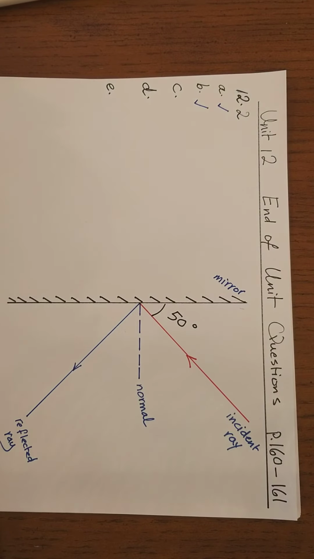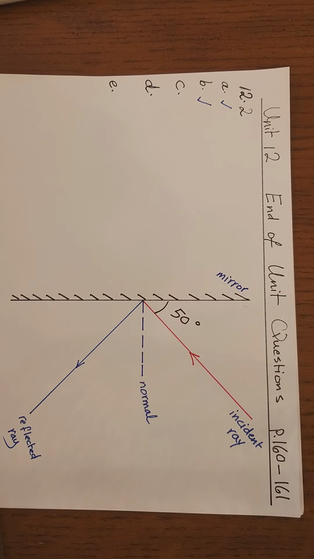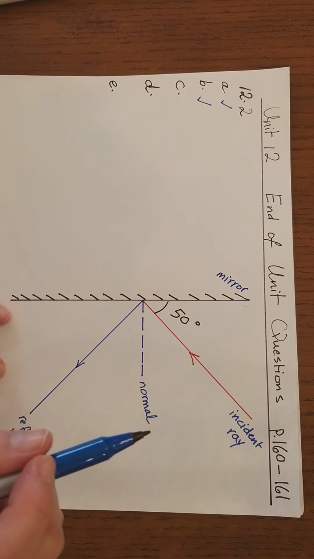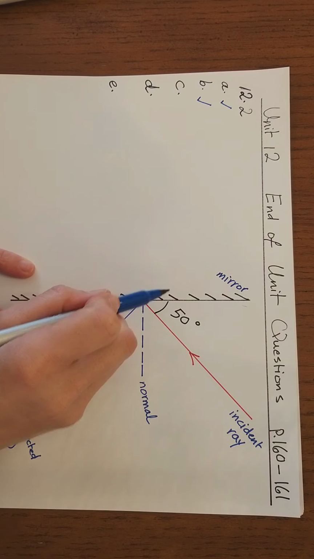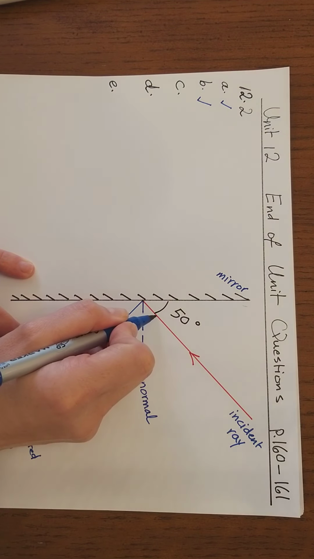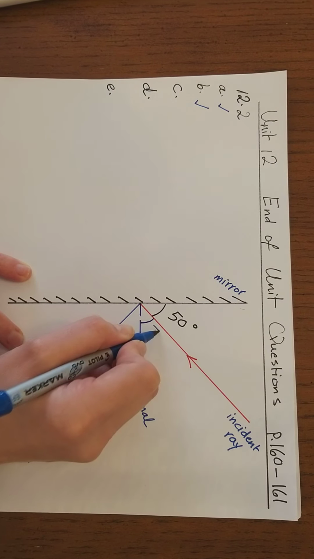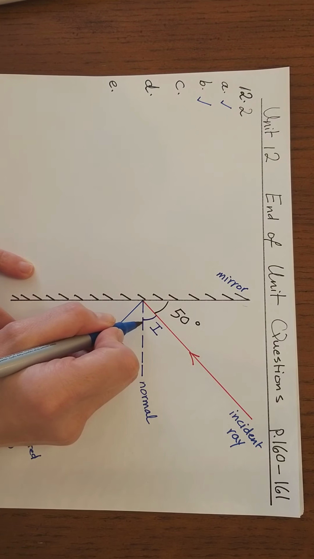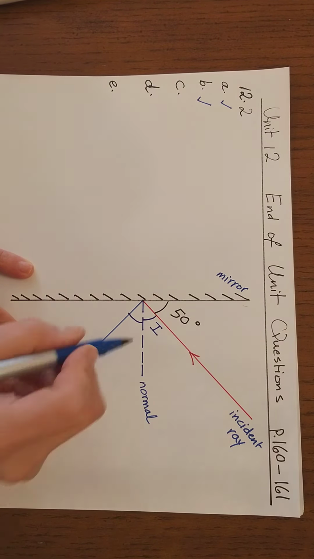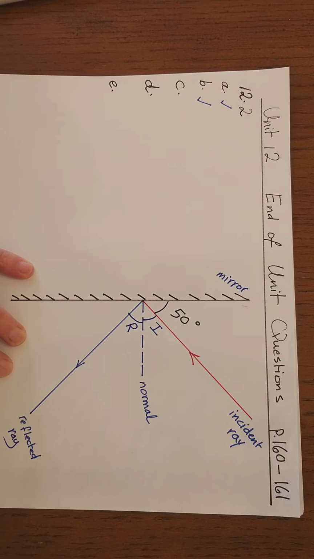This is B. C. Mark the angle of incidence and the angle of reflection. Label them I and R. Remember that the angle of incidence is between the incident ray and the normal. So this 50 degrees is not the angle of incidence, it's the angle between the mirror and the incident ray. The angle of incidence is here, and of course, this should be I for incidence. And label the angle of reflection as well. The angle of reflection is between the reflected ray and the normal.